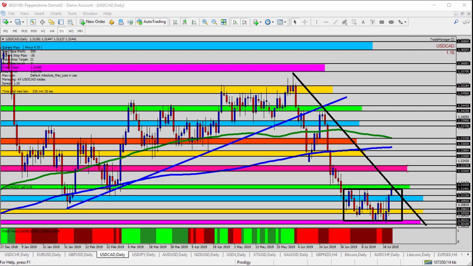Today we're taking a look at the USDCAD, the US dollar versus the Canadian dollar. For today's trade analysis, a couple things here on the daily time frame. First is the black trend line, very important.